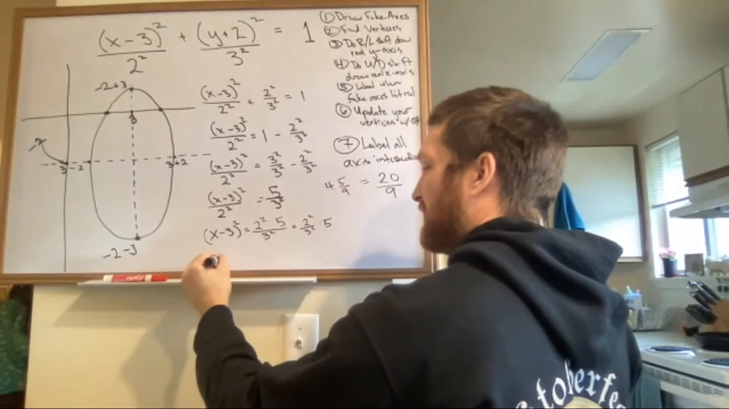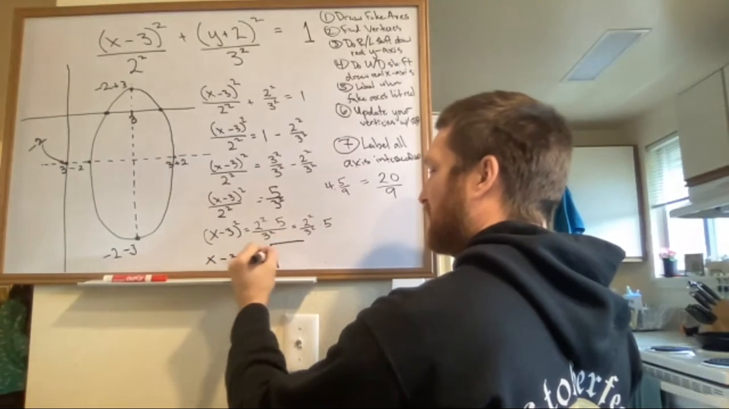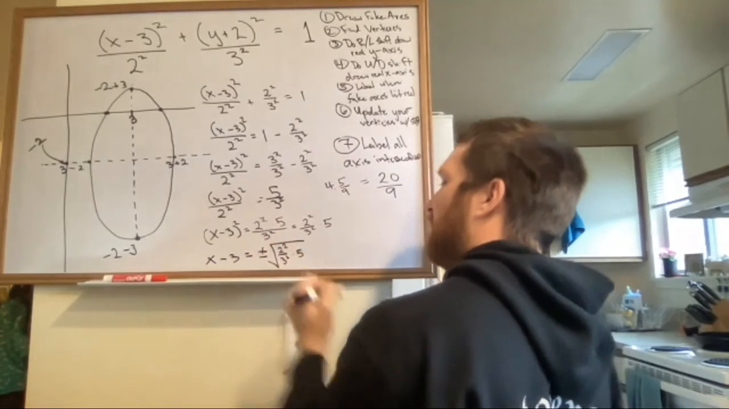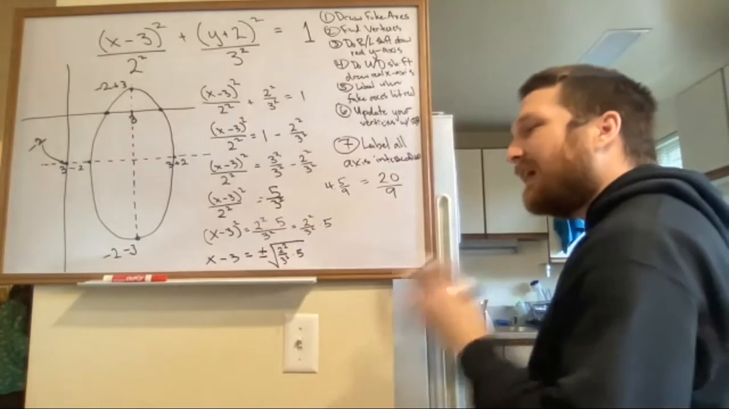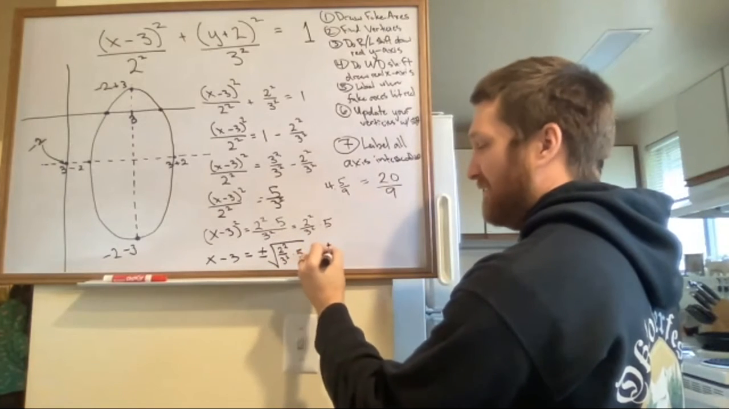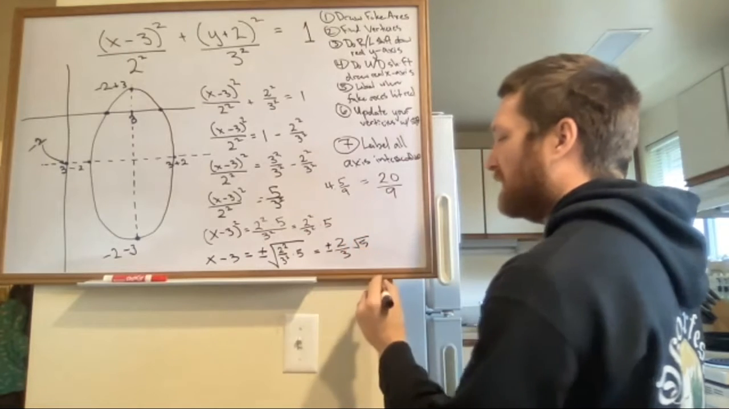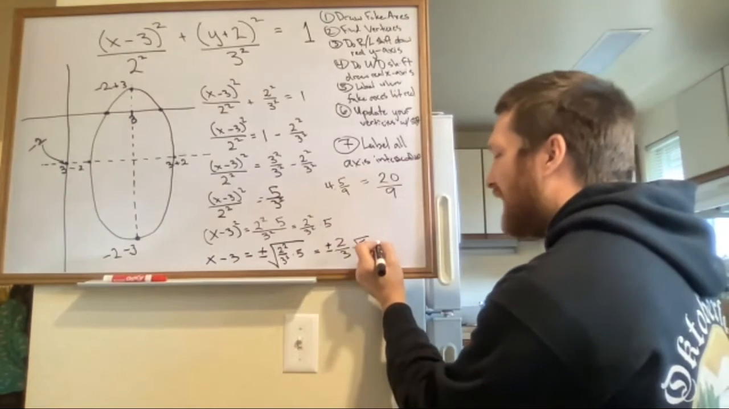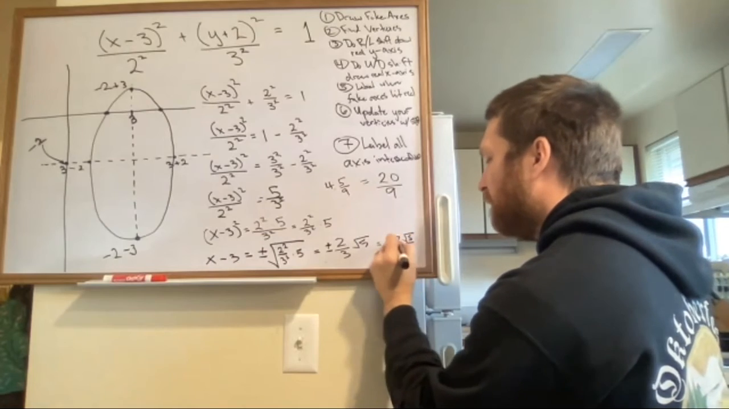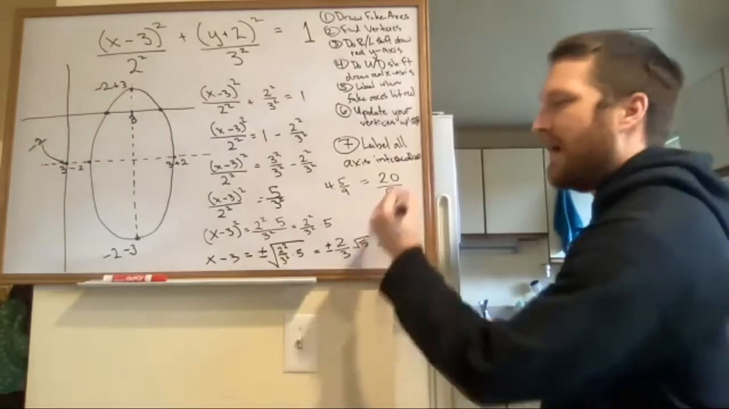That's going to give me x minus 3 equals plus or minus the square root of all that stuff, 2 squared over 3 squared times 5. But since I've left it in the form 2 squared over 3 squared, that makes my life that much easier. I could just say that's the same thing as 2/3 times the square root of 5. Or if you like, you could have it as plus or minus 2 root 5 over 3, which is exactly what you'd get if you took the square root of this guy.